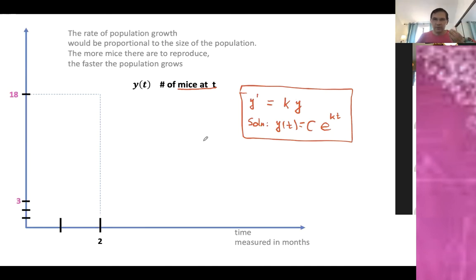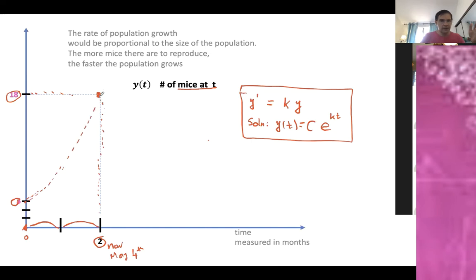But now, basically what I want to do is come up with one specific function which is going to be a solution of this differential equation and also satisfy some conditions. So here is now. And so this is May. Today is the 4th. And today we have how many mice? We have 18. And 2 months ago, we had only three. So at time zero, we had only three of them. So the function I am looking for is going to look something like this.